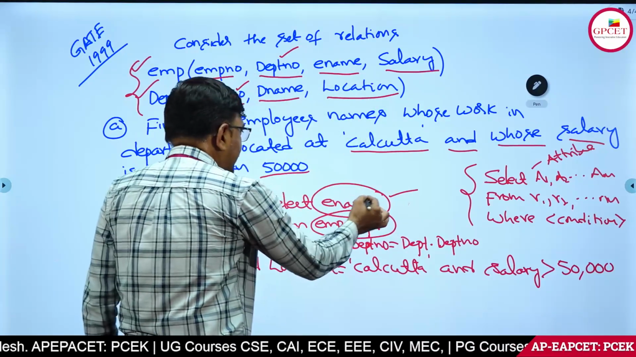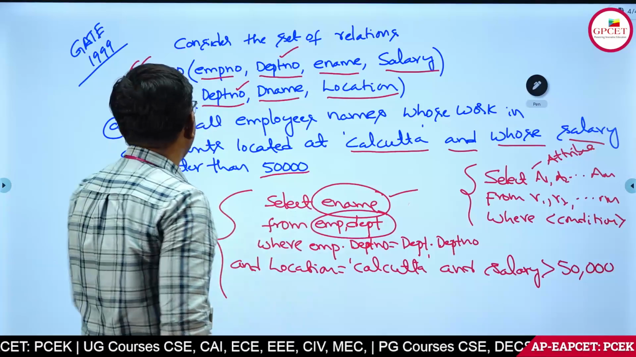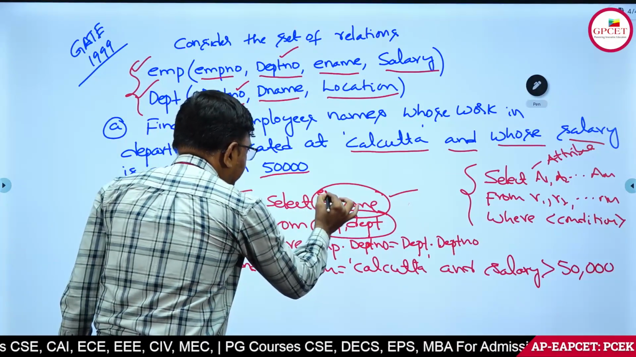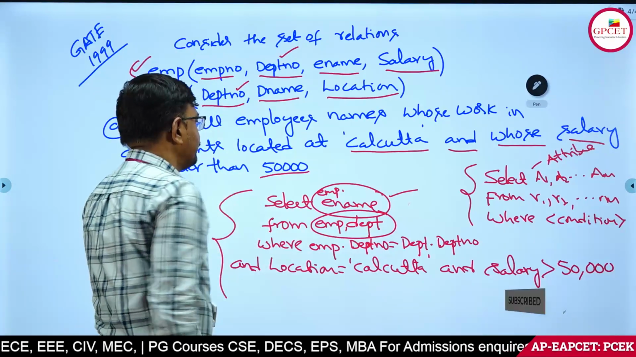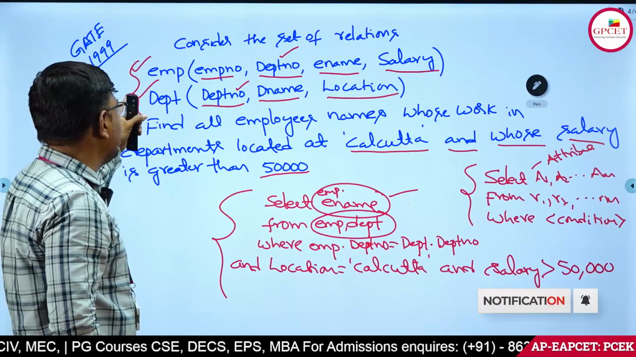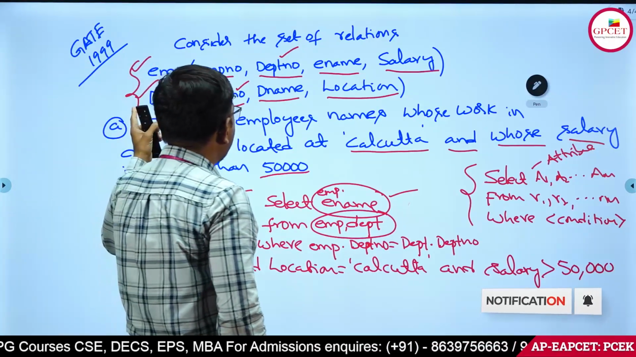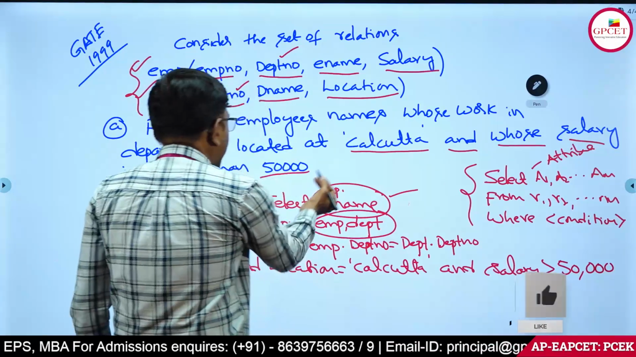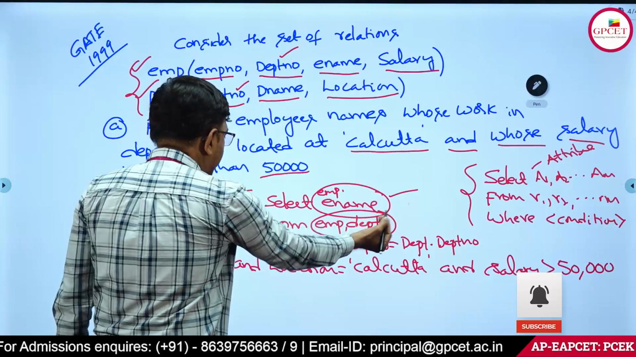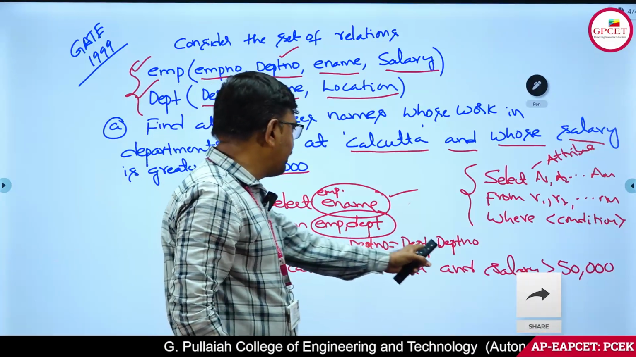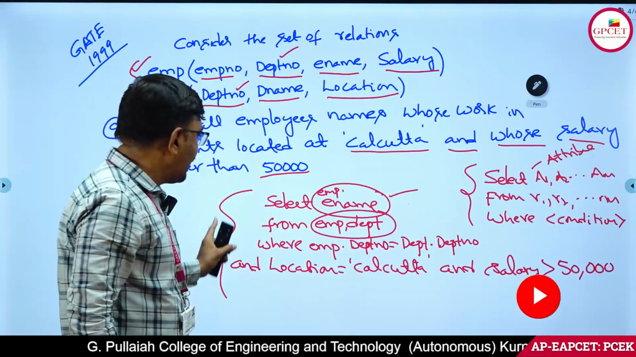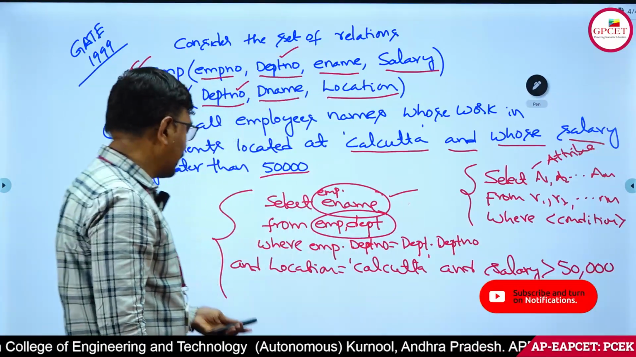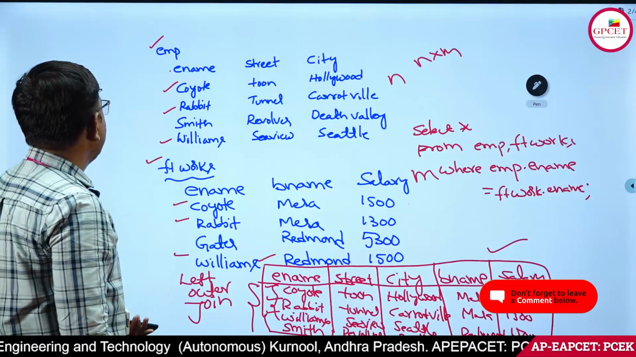Observe here, employee name is the attribute. Here, SELECT E name. What is E name? It is from the employee table. That's why we choose EMP.E name. Why? Because two tables are there. The department table has department number, D name and location. That's why SELECT EMP.E name FROM EMP, department WHERE EMP.department number equal to department.department number and location equal to Calcutta and salary greater than 15,000. Okay.